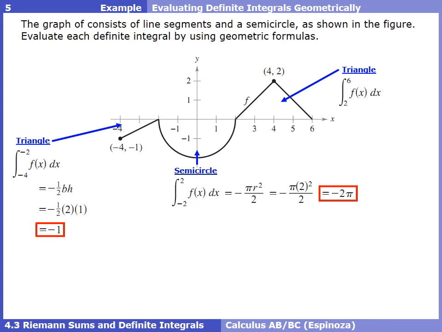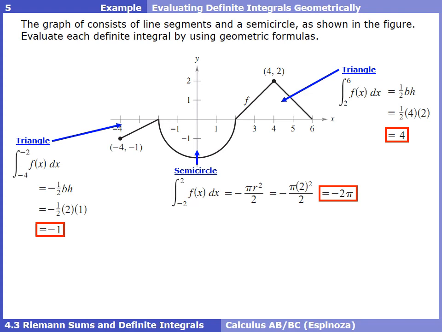In this case, our triangle is above the x-axis, so it's still the formula 1/2 base times height, but it's positive since our area is above the x-axis. The base of this triangle is 4, the height of this triangle is 2, and when we multiply those numbers, we get 4. So not too bad.